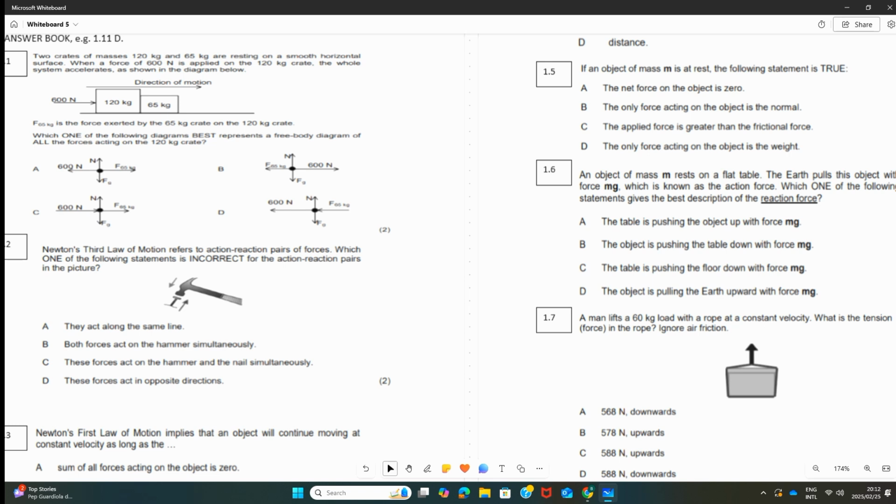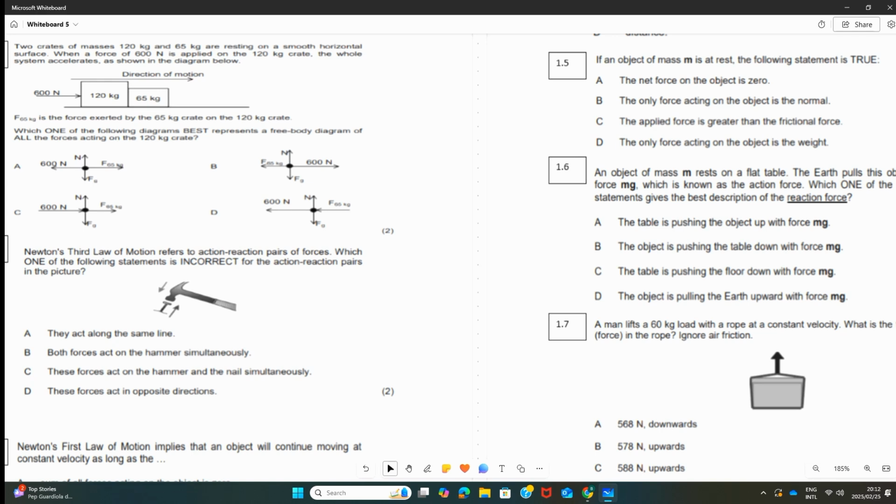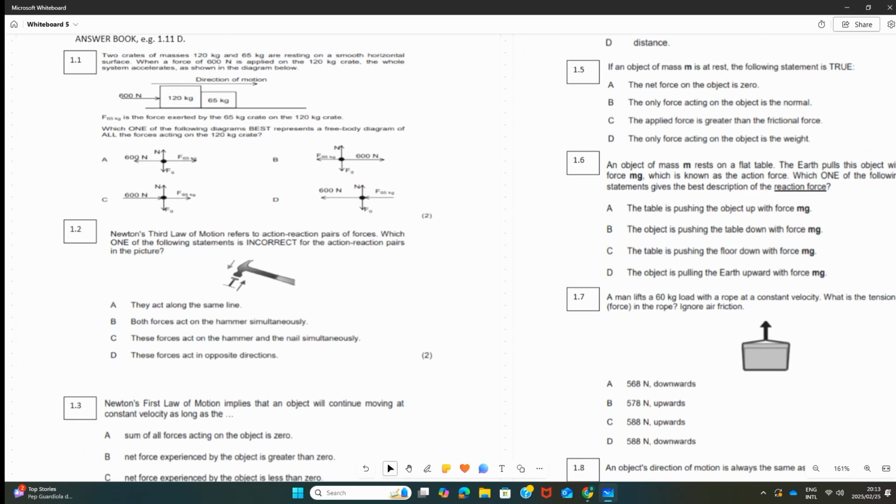Option B is saying the force of 65 kilograms is going to the left, which is correct. And then the force of 600 newtons is going to the right, which is the correct case. Upward is the normal force in newtons, and downward is the force of gravity. That is true, so I may choose B as the correct answer. But let us look at other options, whether they will give us incorrect answers.